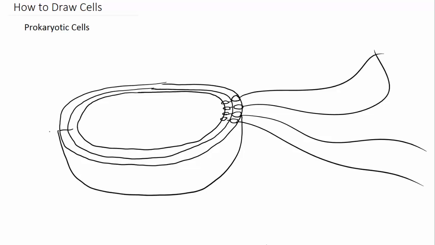You can also draw some pili. Just draw some little hair-like structures. Make sure that they're embedded into the cell membrane. You can draw them all the way around, just like this.